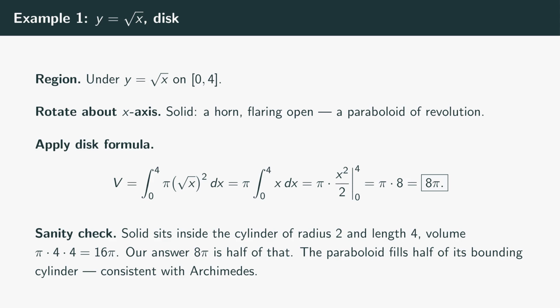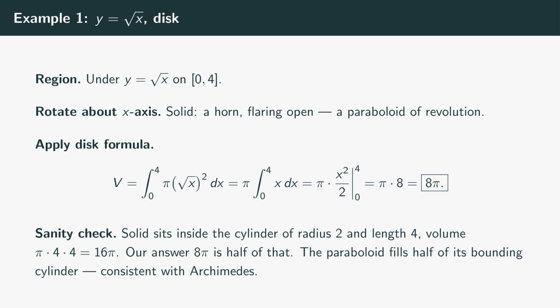First worked example. Spin the region under y equals the square root of x from x equals 0 to x equals 4 around the x-axis. What volume does it sweep? Picture it. The curve y equals the square root of x starts at the origin and rises to height 2 at x equals 4. The region beneath it is a kind of fingernail shape hugging the x-axis. Spin it around the x-axis.